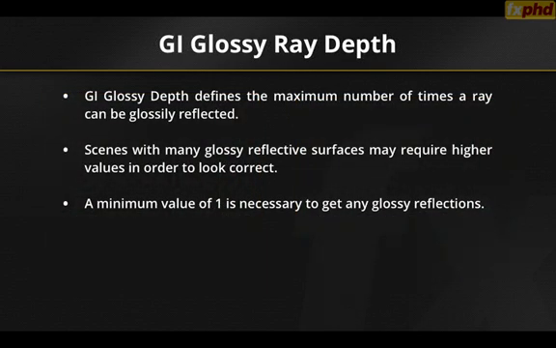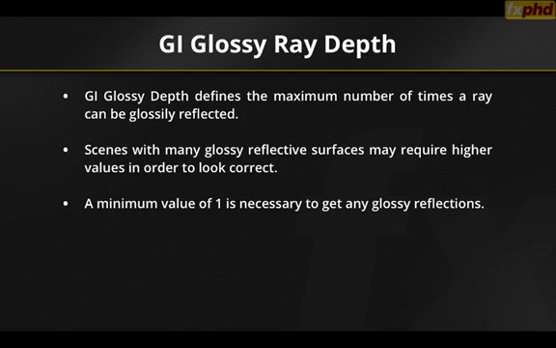Next up, we have the GI glossy ray depth. The glossy depth determines the maximum number of times a ray can be glossily reflected. Scenes with many glossy reflective surfaces will require a higher value in order to look correct, and the minimum value of 1 is necessary to get any glossy reflections.